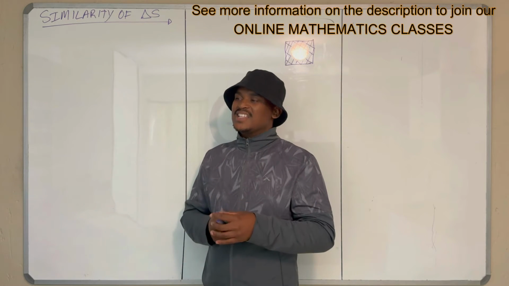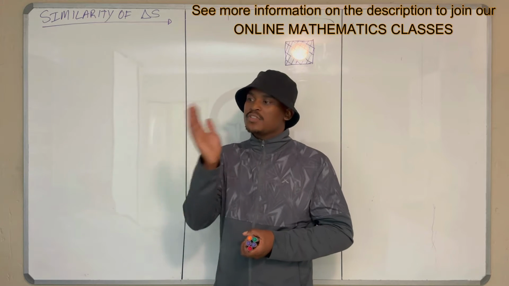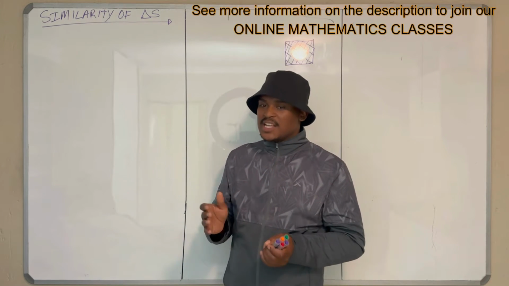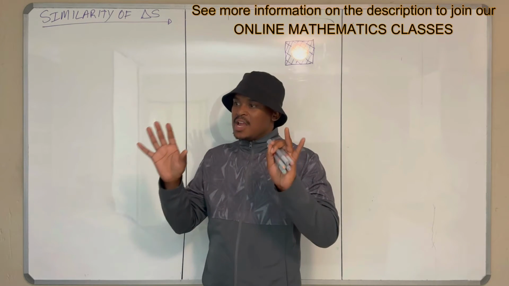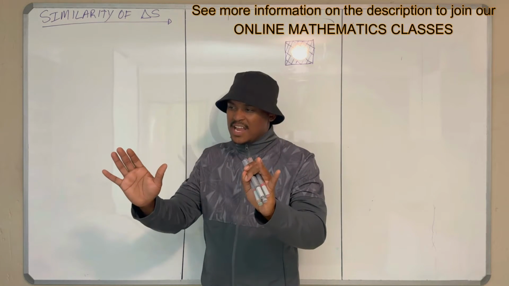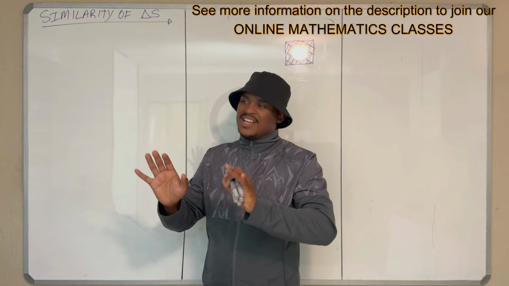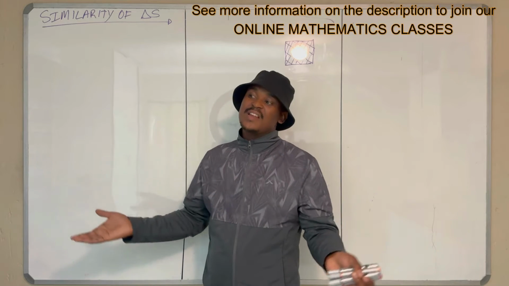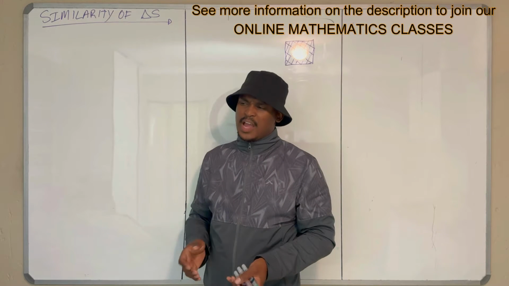So I'm not saying same shape in the sense of both triangles, both circles, or both squares. I'm saying we're dealing with triangles, but those triangles look the same, though they might be different in size. Or of course, they can be the same size. Are you clear with that?